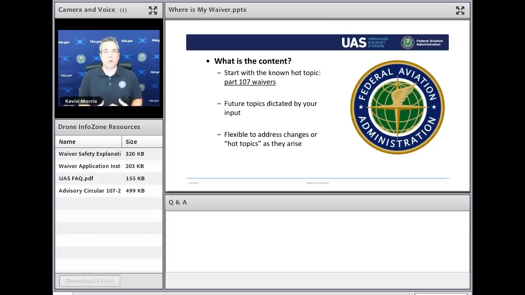The content is going to be hot topics. In terms of what we're going to address first, it's going to be waivers. We get a lot of people asking us about waivers. In fact, one of the biggest questions we get is, where is my waiver? So we want to try to help you understand the process behind that and how we want to do this moving forward.